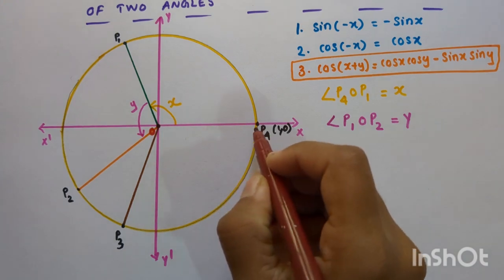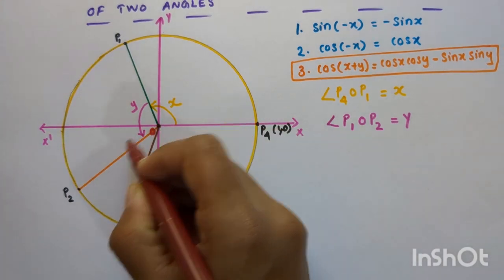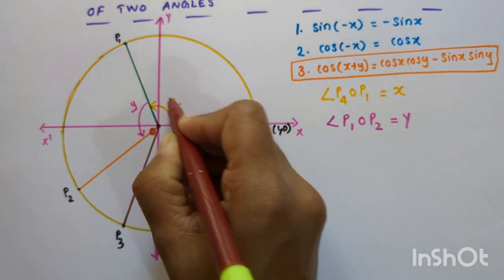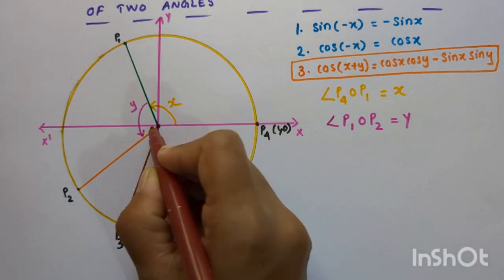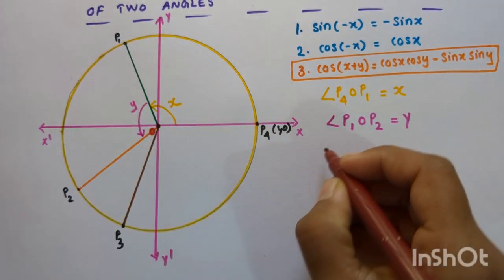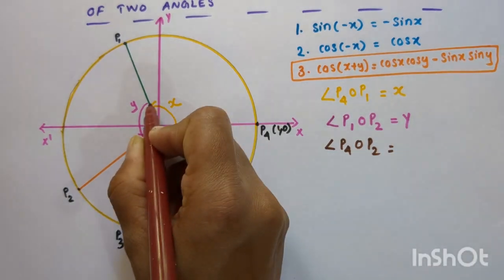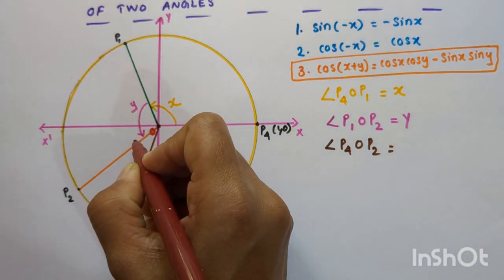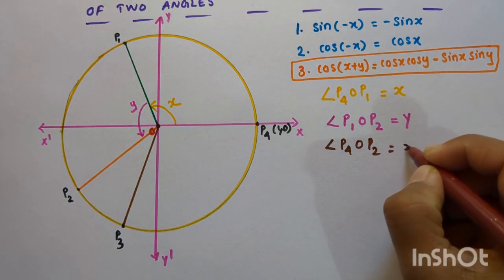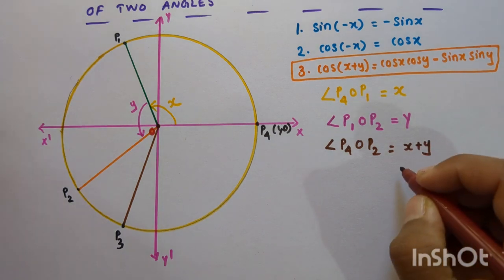Then, what will be the angle P4 O P2? That is, from here to here, what will be this total angle P4 O P2? See, angle P4 O P2 will be equal to angle x plus angle y. So angle P4 O P2 will be equal to x plus y.